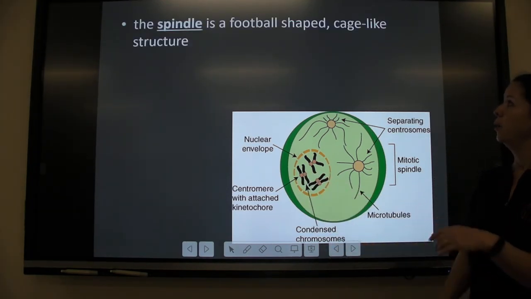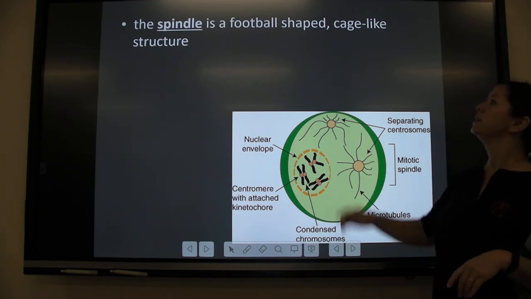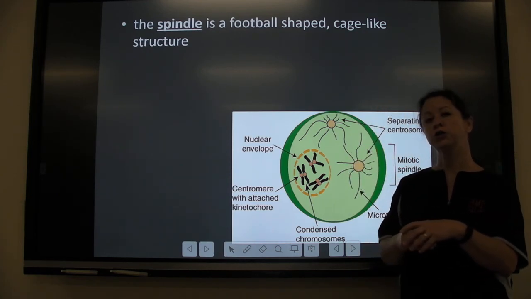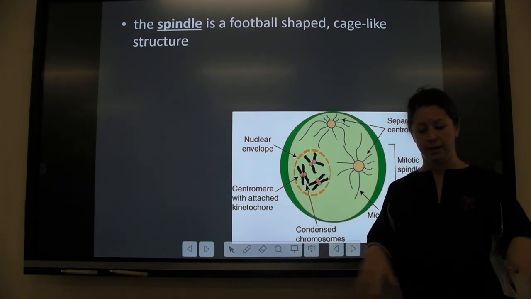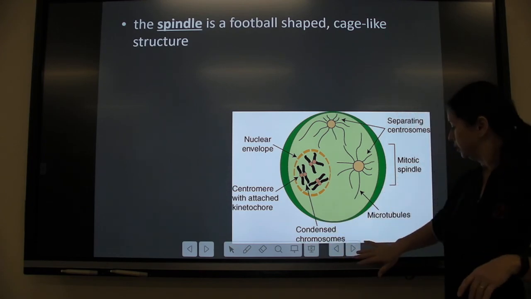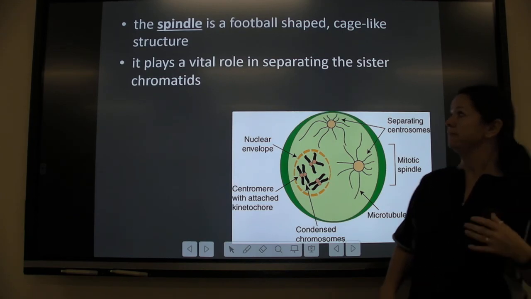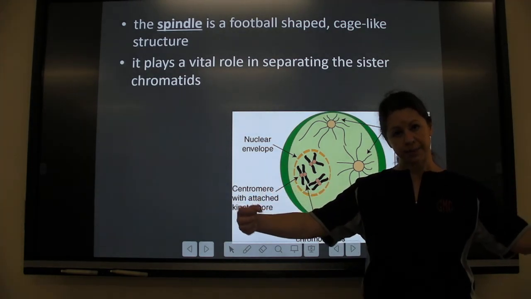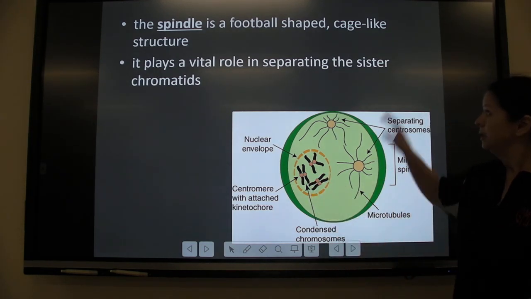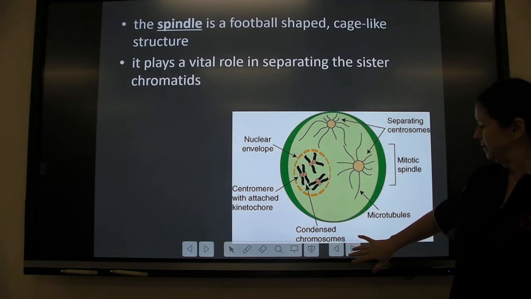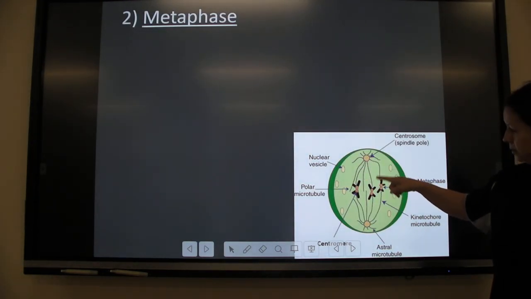Now the spindle, what these little fibers are going to be making, the spindle is a football-shaped cage-like structure. It ends up basically looking kind of like an oval bird cage. And it plays a vital role in separating these sister chromatids from each other. So that all happens in prophase, and then next is metaphase. And so here you can see the spindle.